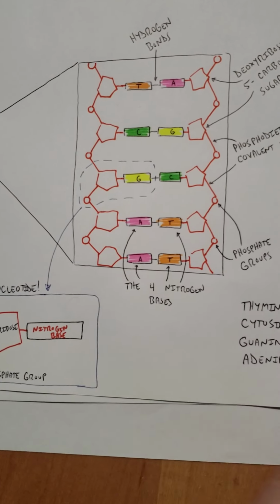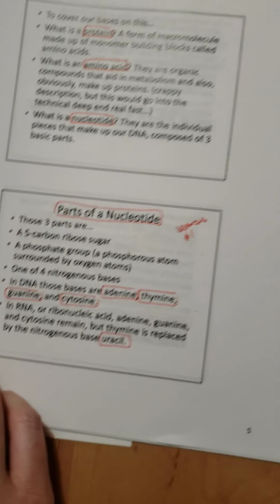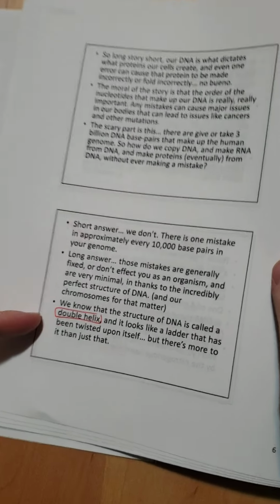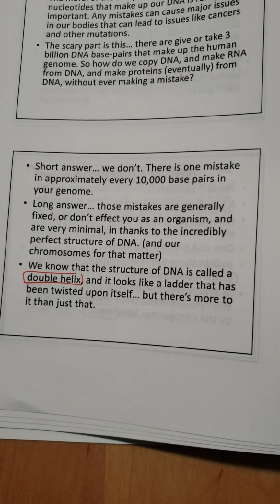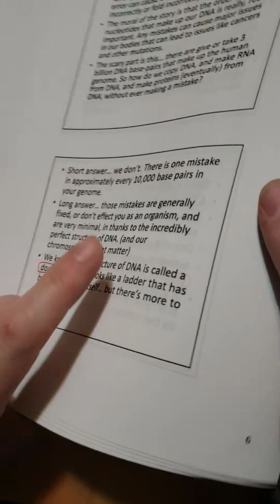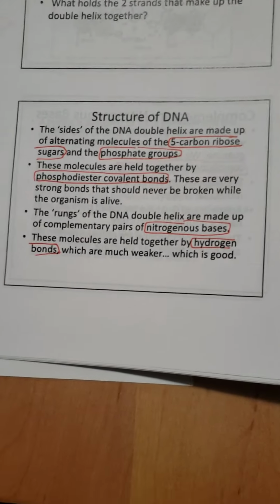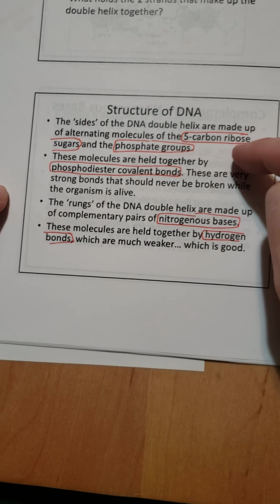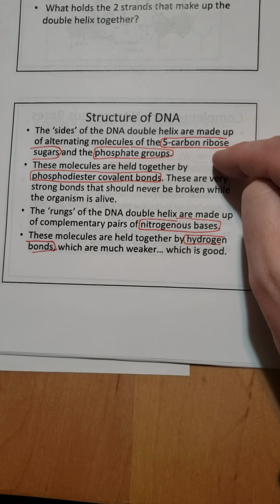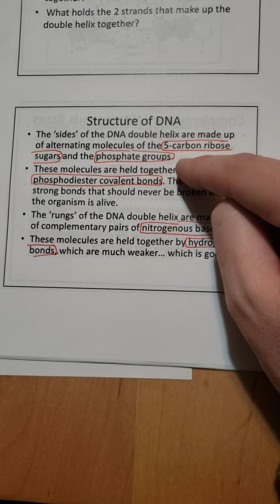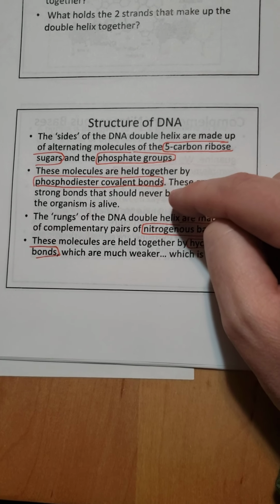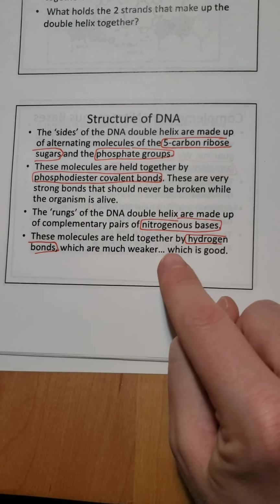So that was something that I wanted to show you guys some pictures of. Going back and looking at the notes, double helix, we already talked about, a pretty basic vocab term, but it's still good to know. So structures of DNA, we talked about deoxyribose being that 5-carbon sugar. We talked about phosphate groups. We talked about phosphodiester bonds. We talked about the nitrogen bases.